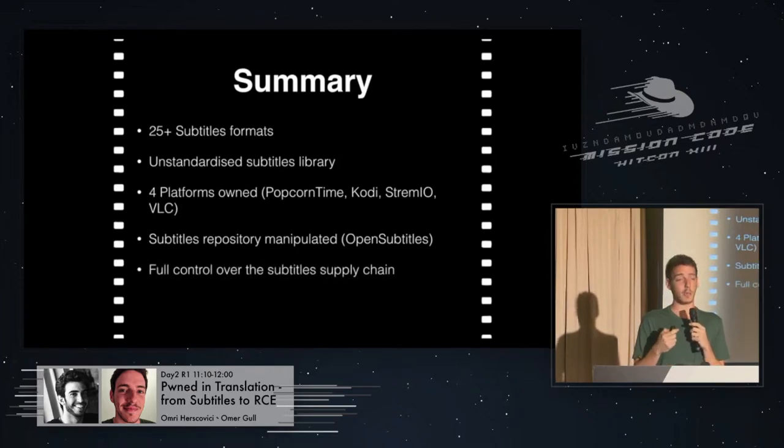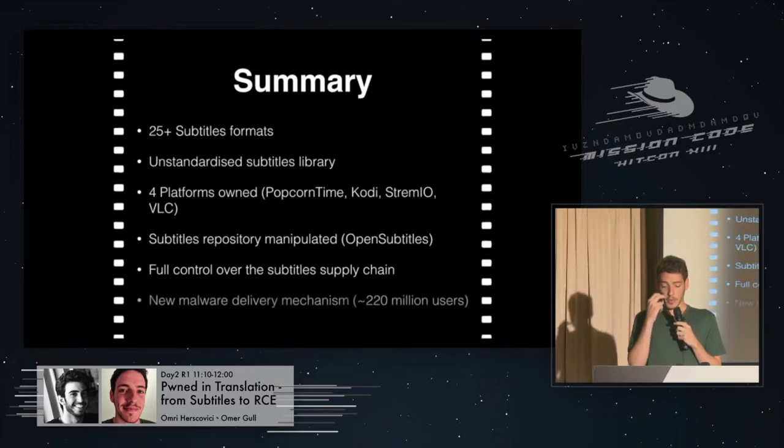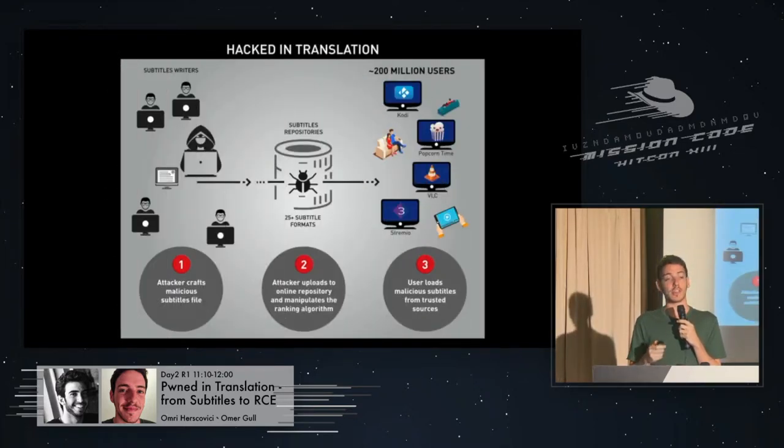And this means that what we just presented is a brand new malware delivery system, completely transparent to the user, requiring no user interaction, which in our case included over 220 million potential victims. Now, the notion of attackers being able to upload malicious subtitles to a major repository and forcing the different players to download them should now be taken into account as a new valid attack vector and prepare the security vendors and industry to mitigate it.